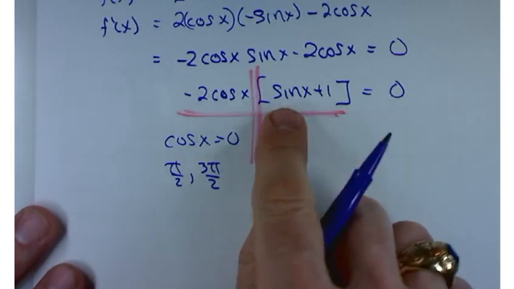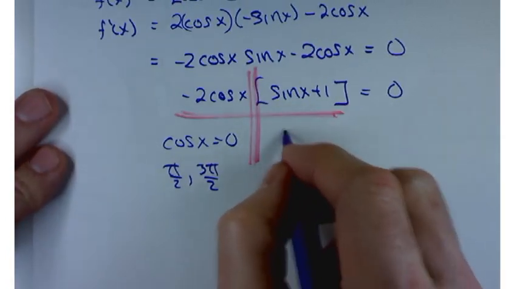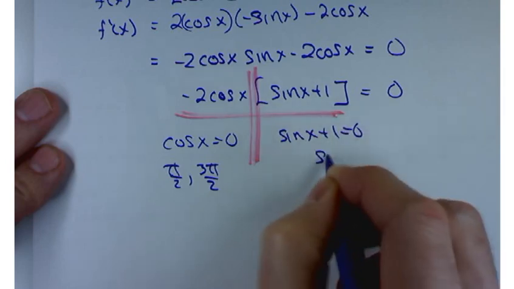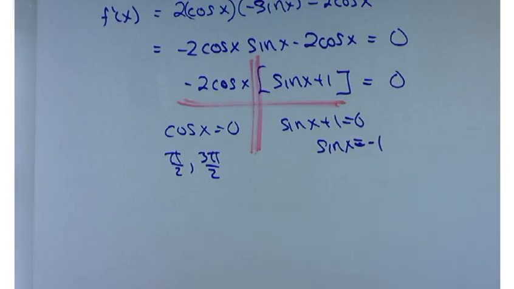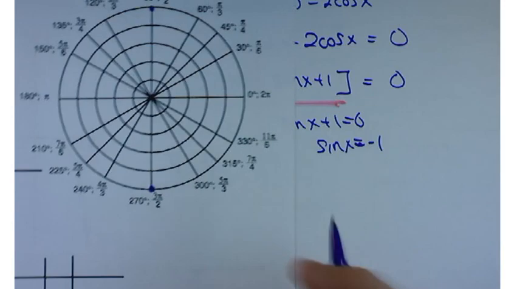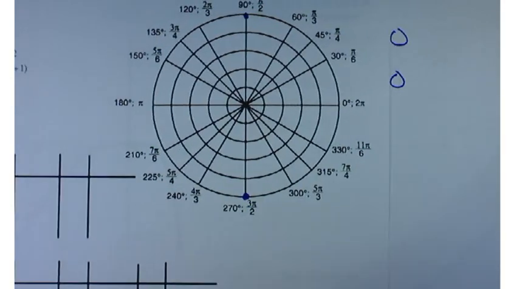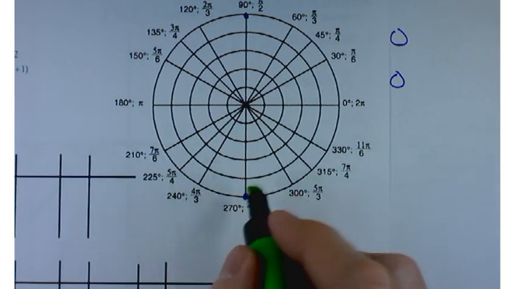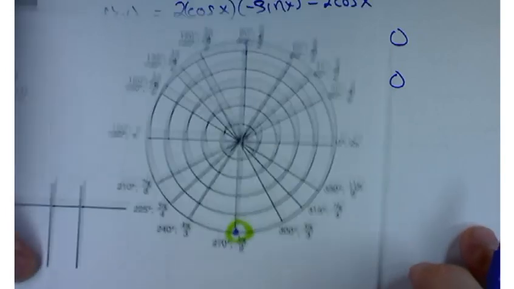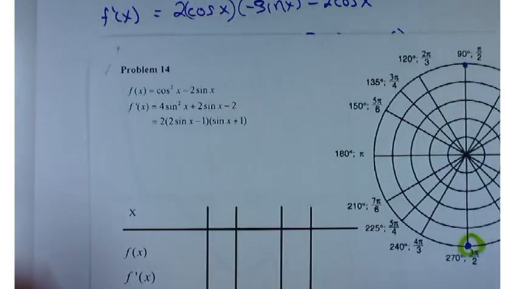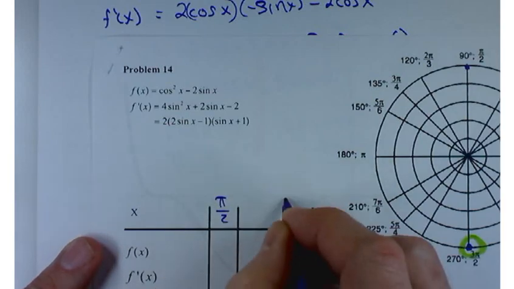Let's look at the sine of x plus 1 equals 0, which is sine of x equal negative 1. Where is that true? Sine is which coordinate? The y-coordinate. All right, so sine is the y-coordinate. I'm looking for the y-coordinate to be negative 1. 3 pi over 2 again. So, okay, well, I get that one twice. No big deal. But those are our two critical points. So pi over 2 and 3 pi over 2. So let's put those in there.